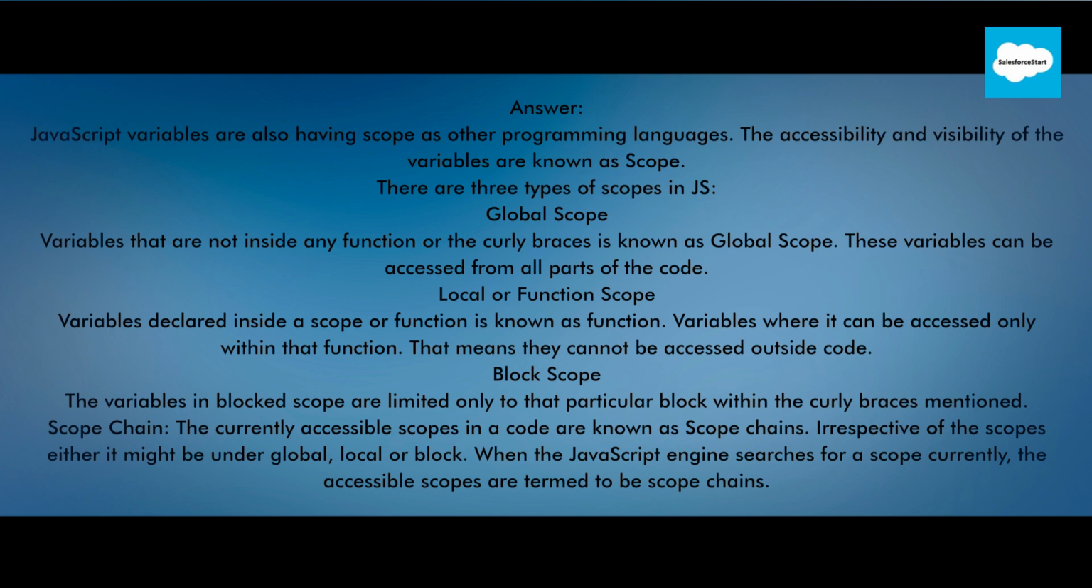Scope chain. The currently accessible scopes in a code are known as the scope chain, irrespective of the scopes, whether they are global, local or block. When the JavaScript engine searches for a variable, the accessible scopes are termed the scope chain.